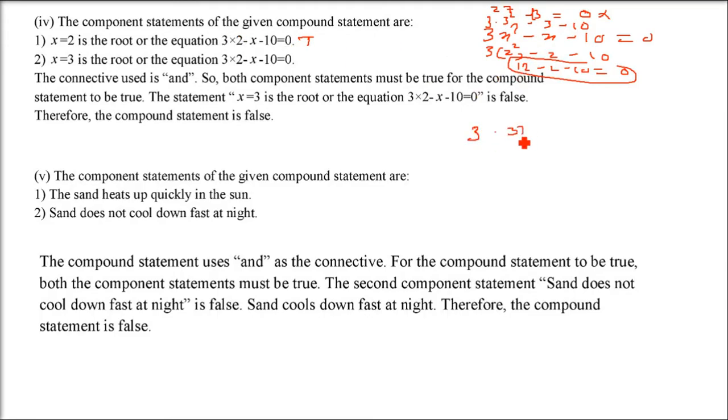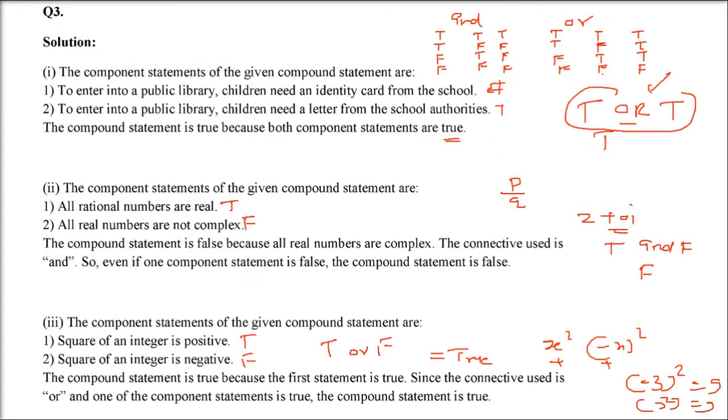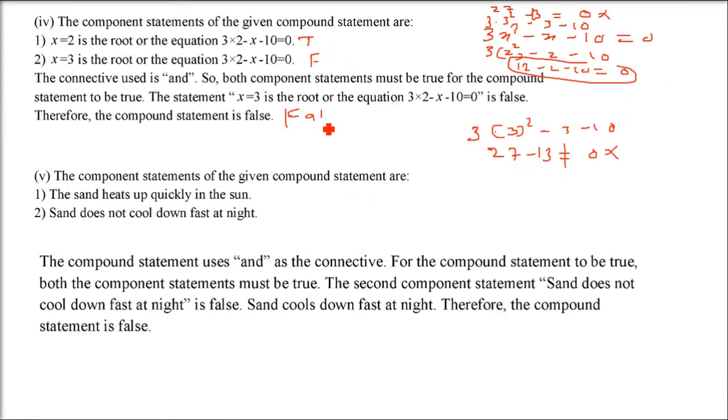And as I told you with 3, I'll just tell you once again. You have to put the value of x in this equation. So 3 into 3 square minus 3 minus 10. So 27 minus 13, which is actually 14, not 0. So that is false. Now they are combined with and, and if you see and, true and false will be false. So the result will be false.